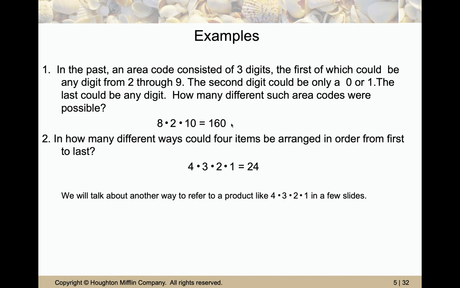And how many different ways could 4 items be arranged in order from first to last? Okay, well, you have 4 options for the first item. Then one of the items is taken up, so you have 3 choices for the second item. Now 2 of your choices have already been made, so you only have 2 options left for the third one. And then whatever's last and left over, that's your only one option for the last space. And so that gives you 24. We will talk about another way to refer to a product like 4 times 3 times 2 times 1 in just a few slides.